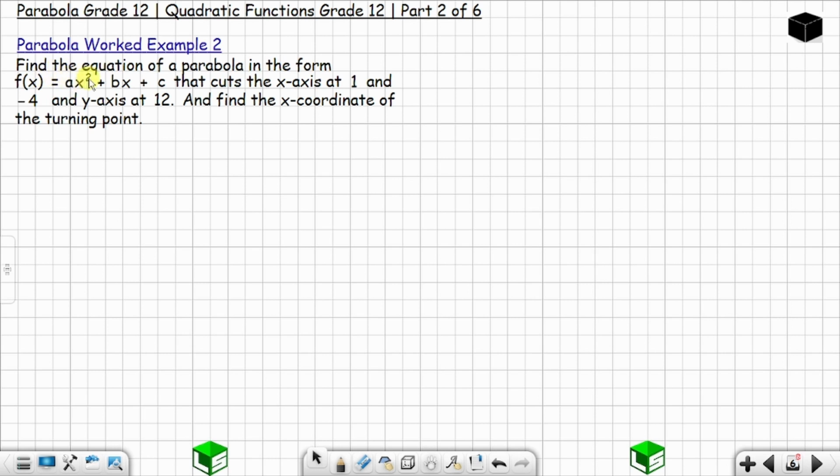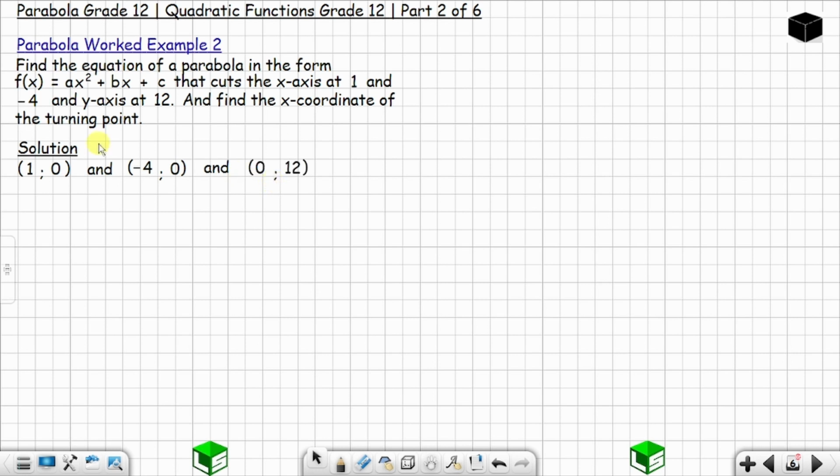You have to find the equation of a parabola in the form f of x is equal to ax squared plus bx plus c. So the parabola cuts the x-axis at 1 and -4, right? The parabola cuts the x-axis at 1 and -4, and the parabola cuts the y-axis at 12. And you also have to find the x coordinate of the turning point. Okay, let's solve the question. So using the information, you can see you have the point 1 and 0, and you also have this point, and you also have this point.